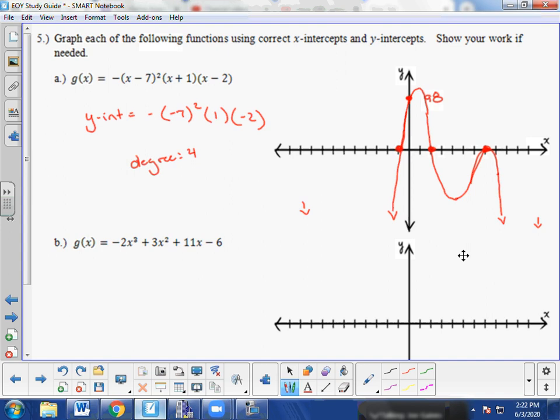Now, if you want to, you can type this into your calculator and check that, and you would see that the graph's not going to look exactly the same because the scaling's a little bit different, but it is going to hit the same important x-intercepts and y-intercepts. Now, let's take a look at b.